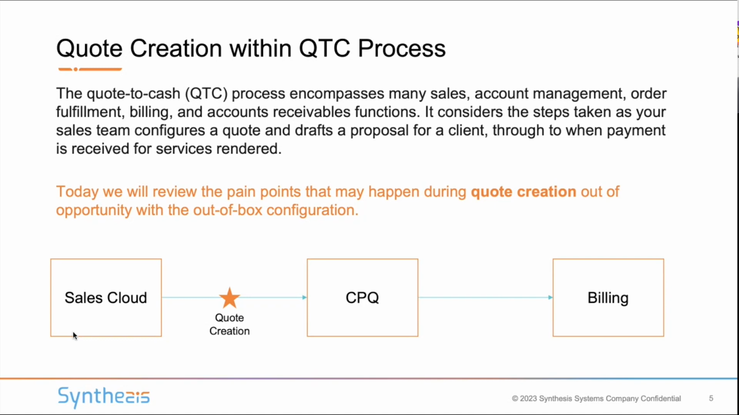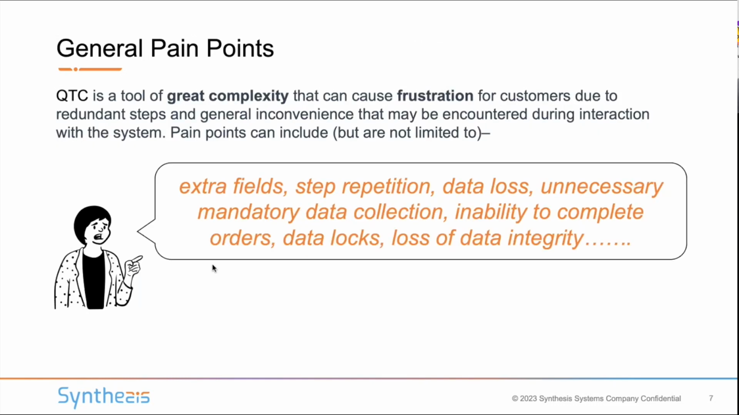It's when we move from Sales Cloud into CPQ. In Salesforce terms, it's when we go to the opportunity and create the quote out of the opportunity. For this particular process, I'm going to discuss problem points and how we can solve them. As you heard, QTC is a great tool to solve many problems, but still the system is pretty big and it's new. It's ahead of its competitors, but there are things which still need polishing. For example, extra fields on the form and redundant steps, which lead to data loss, data locks, inability to complete the order, data discrepancy, loss of data integrity, and so forth.